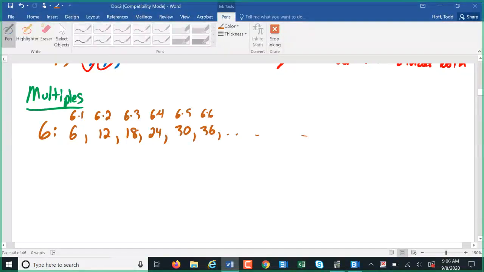Multiples are all of the numbers that this number divides. The multiples of 6 is every number that 6 divides, that's divisible by 6. In other words, I can count up by 6.